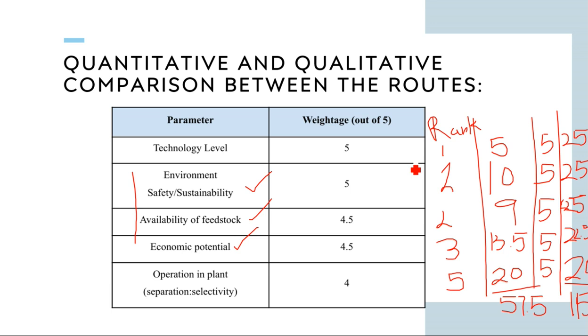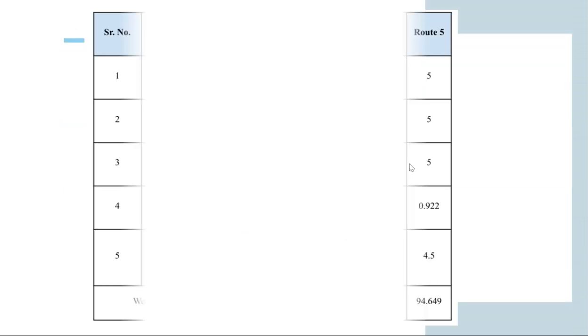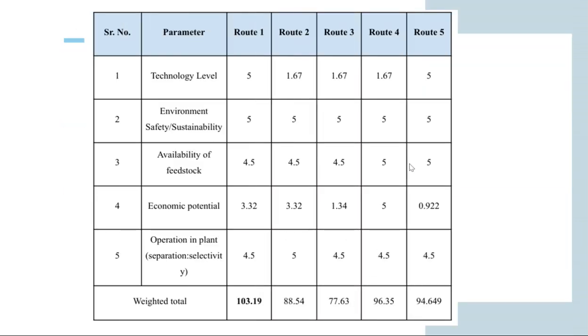So I hope this will help you to understand. If you have some doubt, you can ask me in the comments. I will clarify those doubts. So now, based on this, this is our route comparison. So what does our route comparison say?